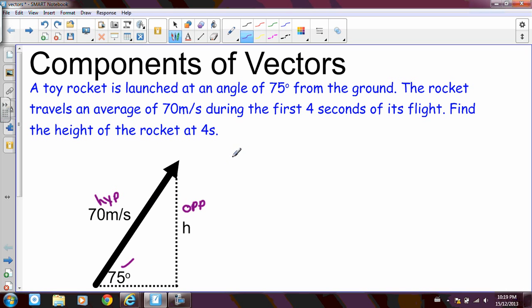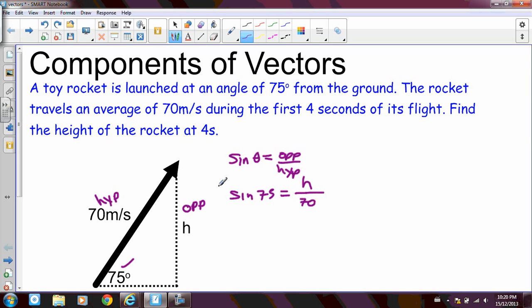What we saw before was that sine of an angle will always be equal to its opposite over its hypotenuse. And so in this case, sine of 75 will be equal to the opposite, which I called h, a little confusing I suppose, over the hypotenuse, which was the 70.